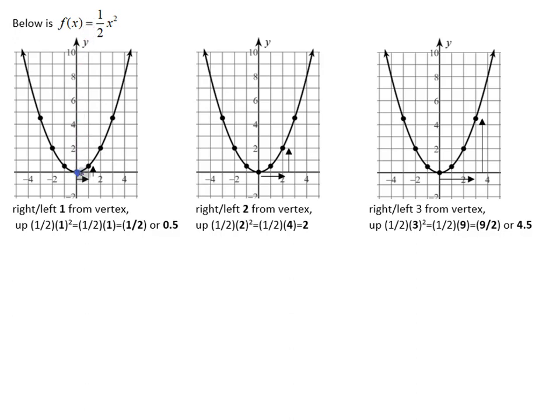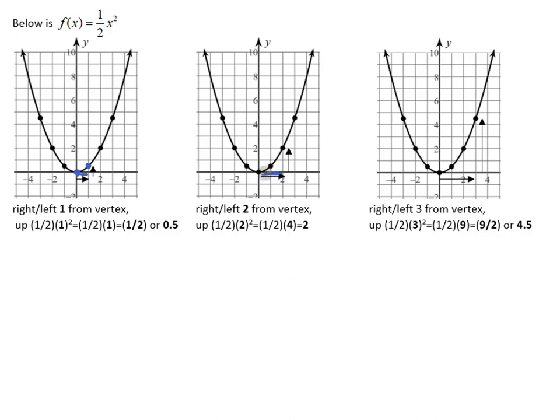Okay, so if I start with my vertex and I go left or right 1, remember we normally go up 1 squared, or 1. However, not only am I doing that, but I need to multiply that distance by 1/2. We're only going up half the distance I normally would. So instead of going up 1 full unit, we only go up 1/2.